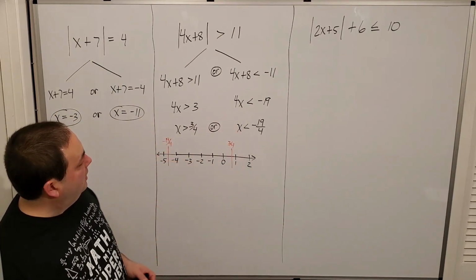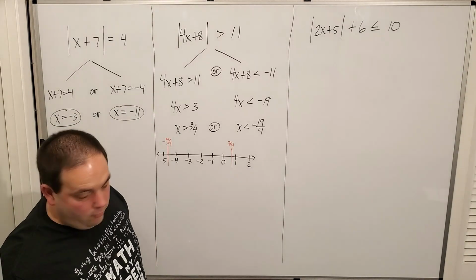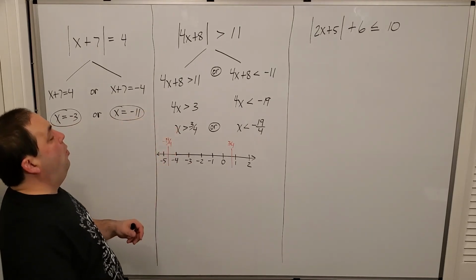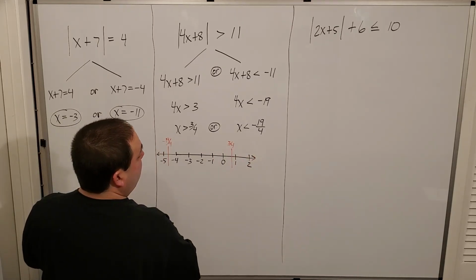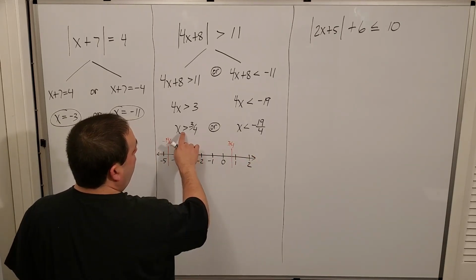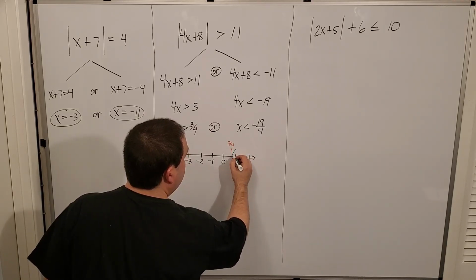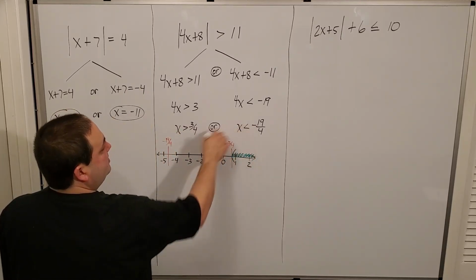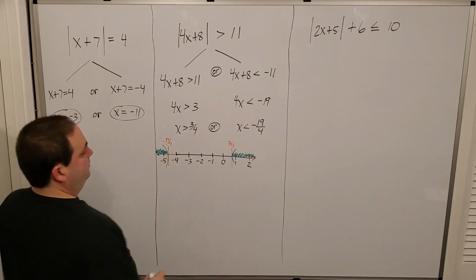Both of these inequalities have no equal sign on them. They're strictly greater or strictly lesser. And I have the or, which means I'm going to put both of these together on the same grid. I'm greater than 3/4. Okay, so I'm going to put a parentheses, and I would shade this way. And then I'm less than negative 19/4. So I would put a parentheses here and shade this way.